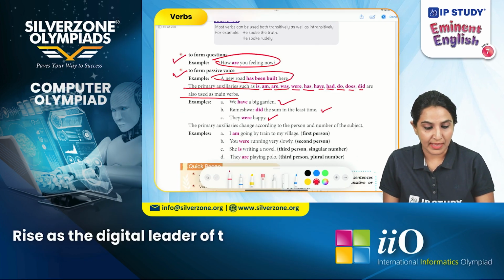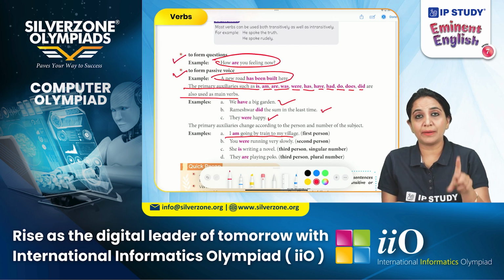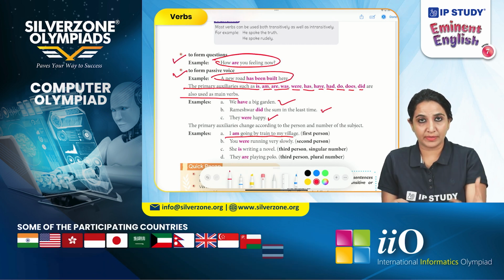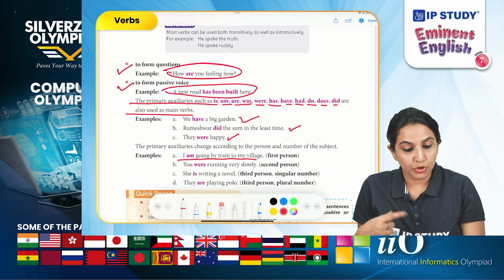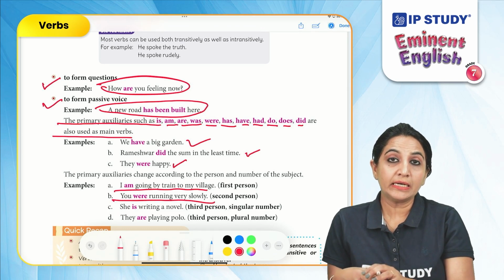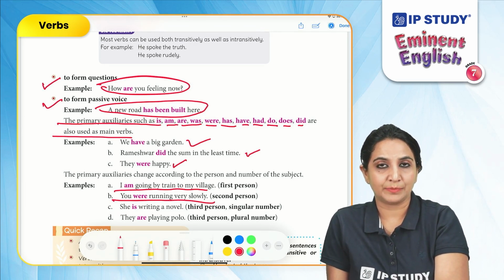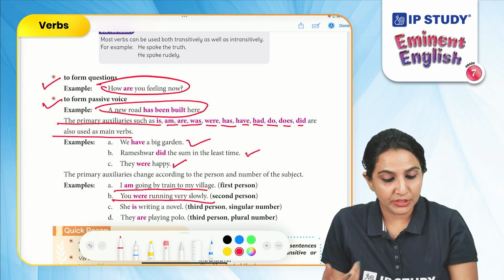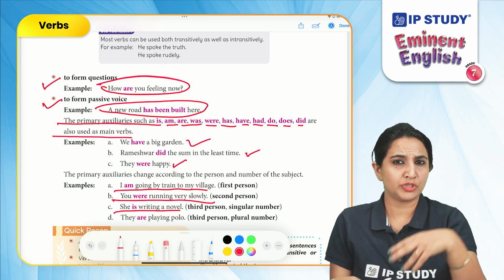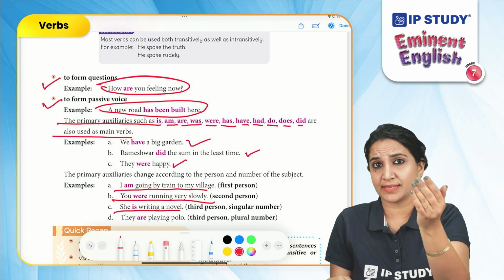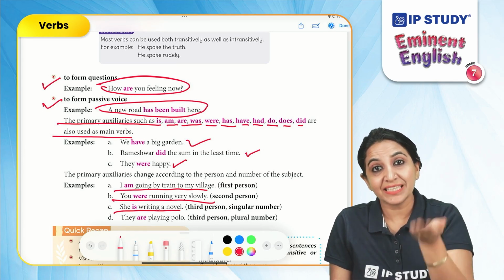So, the primary auxiliaries change according to the person and the number of the subject. That means, I am going by train to my village. Here, we're talking about the first person, I. So, with this, the auxiliary verb am is being used. You were running very slowly. Here, you're talking about the second person. So, the verb were has been used. She is writing a novel. Here we are talking about the third person, she. And this is in singular form as well. That is the reason we have used she is writing.